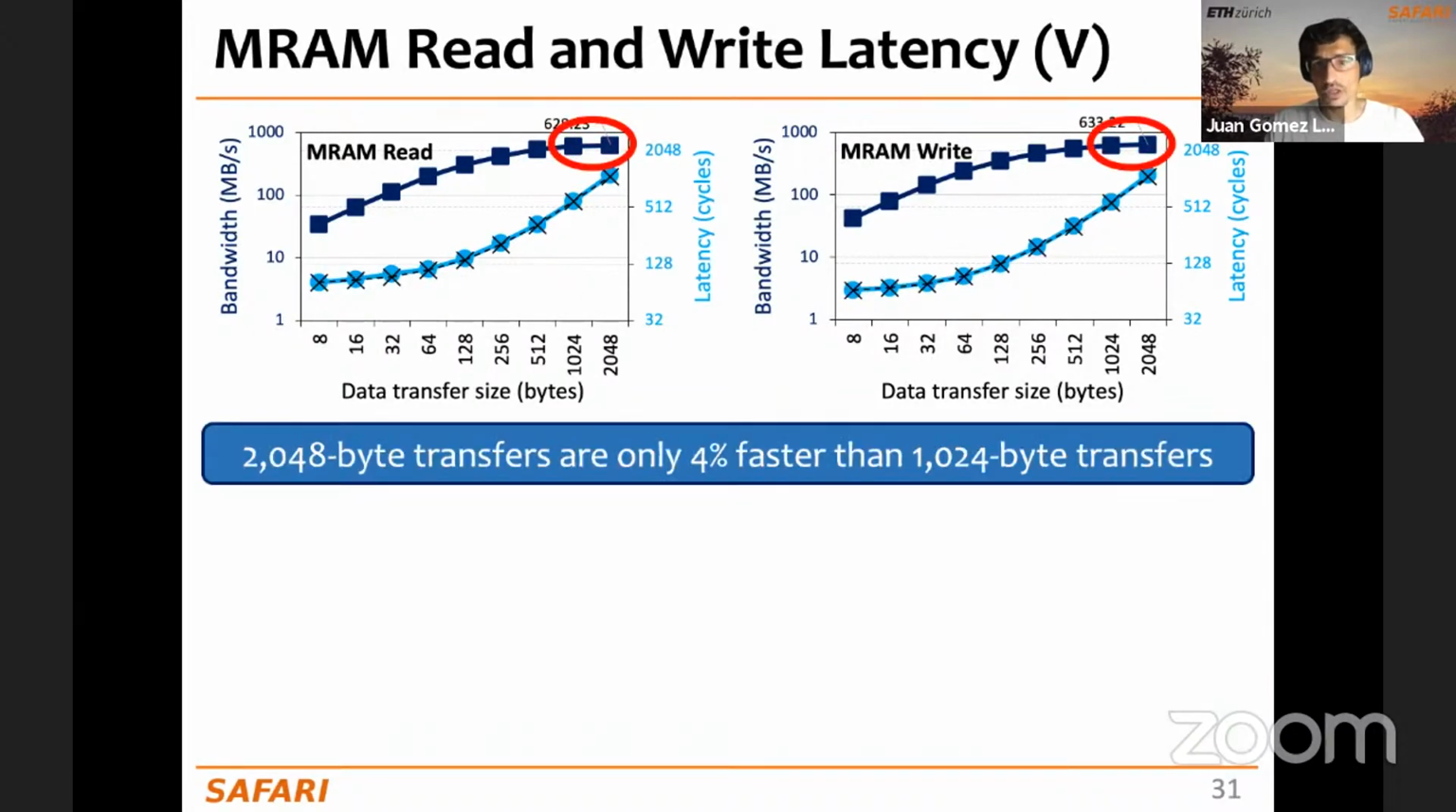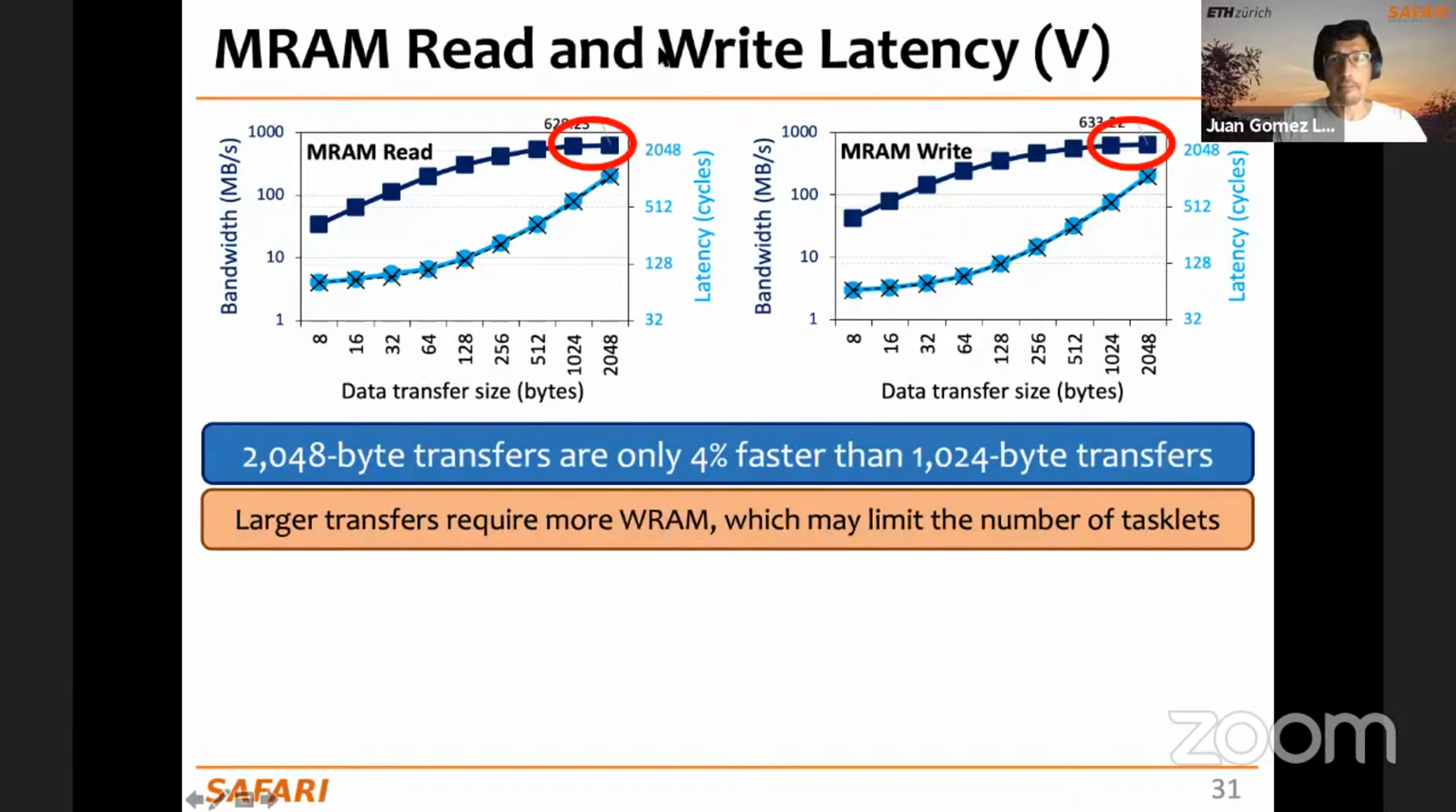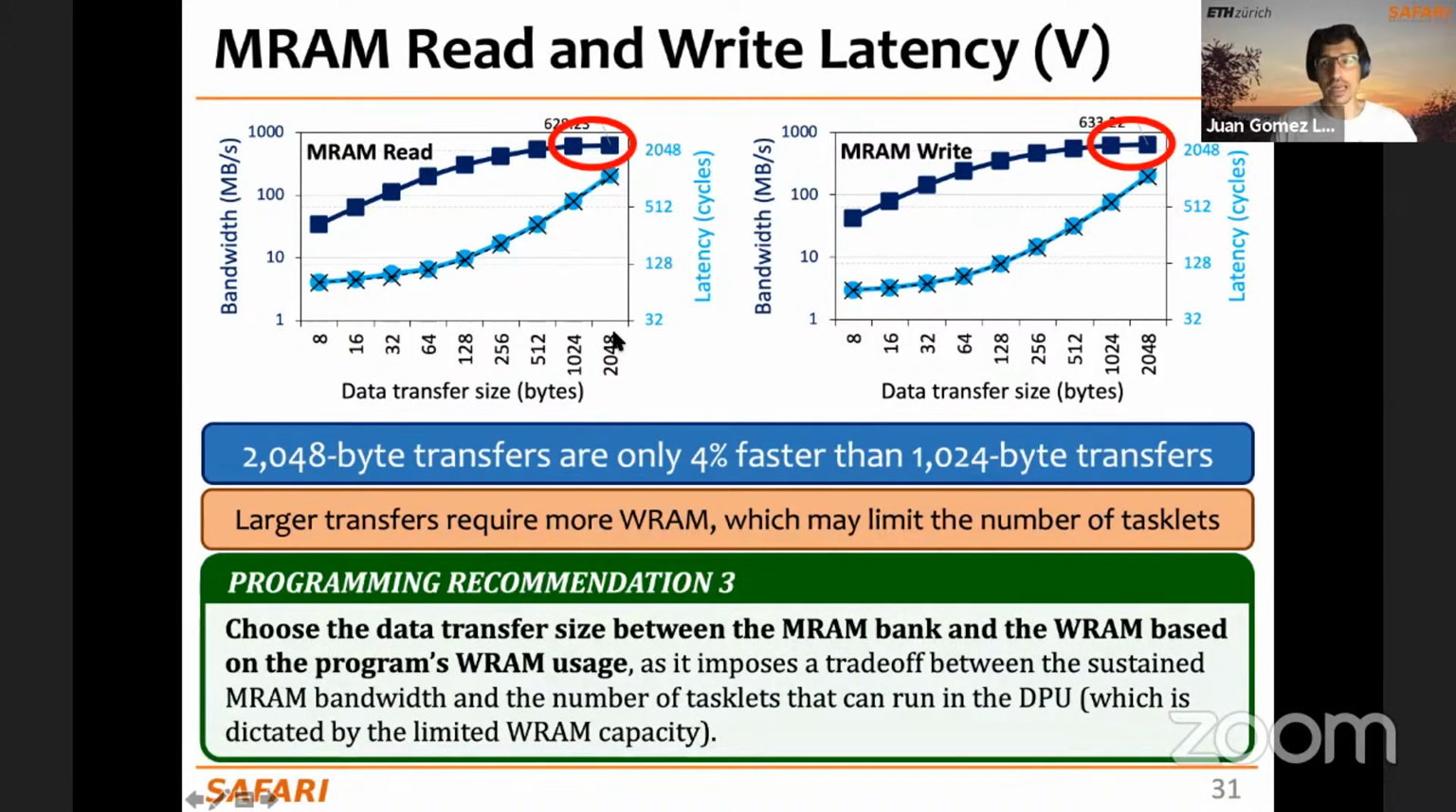Okay, one more observation is that 2048 byte transfers are only 4% faster than 1024 byte transfers. There is something interesting that we can also observe here, which is that there is not much bandwidth difference. So there is really not much benefit from increasing the size of the transfers from 1024 to 2048. So in reality, it might not make sense to always fetch the larger amount of data.